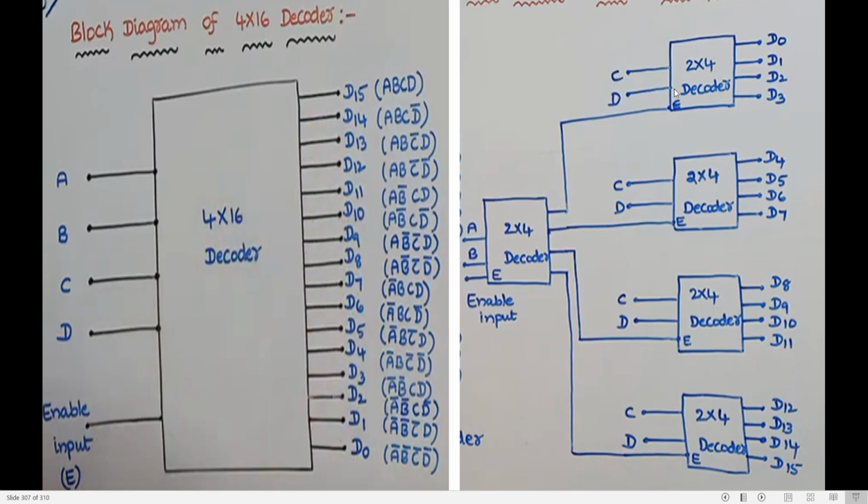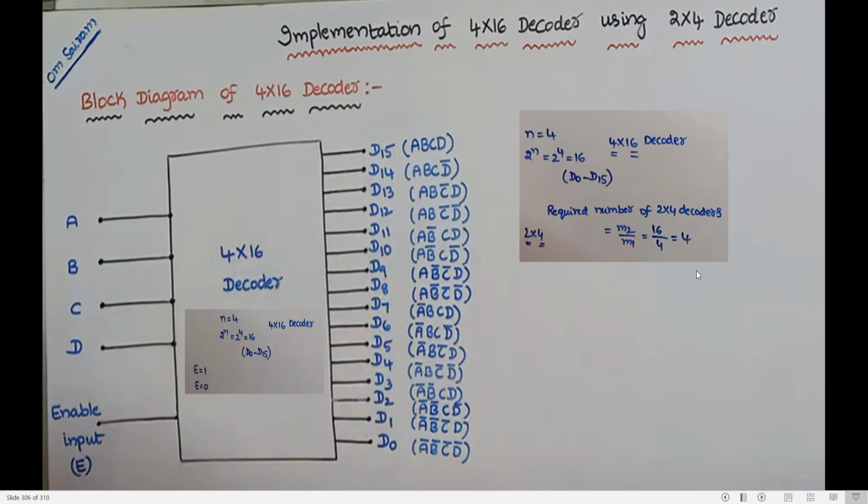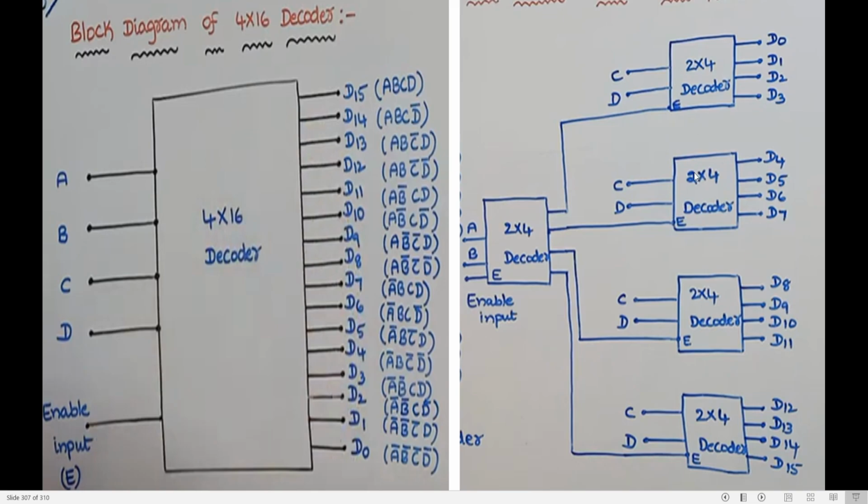Okay. So what I'm doing, I'm first drawing four 2 by 4 decoders based on this formula. M2 by M1, 16 by 4 is equal to 4. So I've taken four 2 by 4 decoders. Now see here, four 2 by 4 decoders, each with 2 inputs and 4 outputs. So the outputs are D0 to D3, D4 to D7, D8 to D11, D12 to D15. Have I got the outputs D0 to D15 here? Yes. Every single decoder, since it is a 2 by 4 decoder, can take only 2 inputs. So I have given 2 inputs.